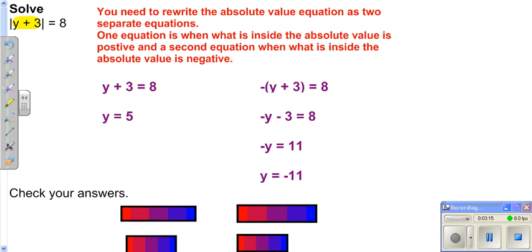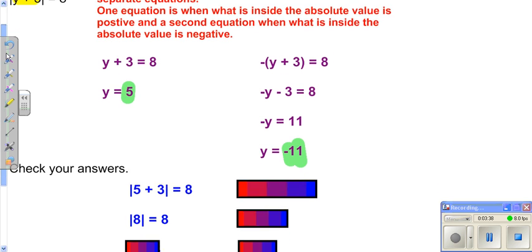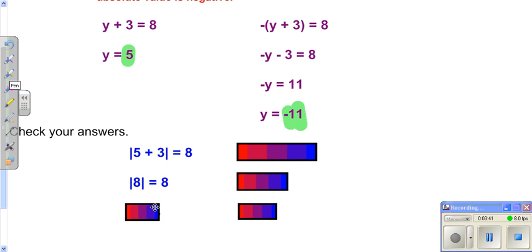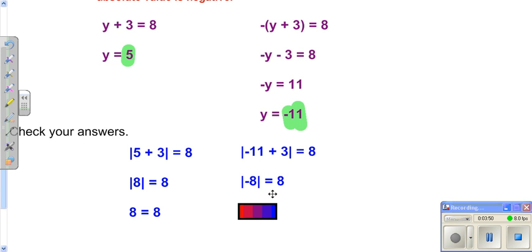We now need to check our answers of 5 and of -11, plugging them in here for our y to see if it works. So let's go ahead and do that. Take our 5 and plug it in. Is 5 plus our 3, when we take our absolute value, going to give us our 8? And the answer is yes. It does. Since we get 8 equaling 8, we know it's a true statement. Now we got to take our -11 and plug it in there. Add our 3, take our absolute value. Well, then we get absolute value of -8, which is 8. So we get 8 equaling 8. So yes, they both do work.